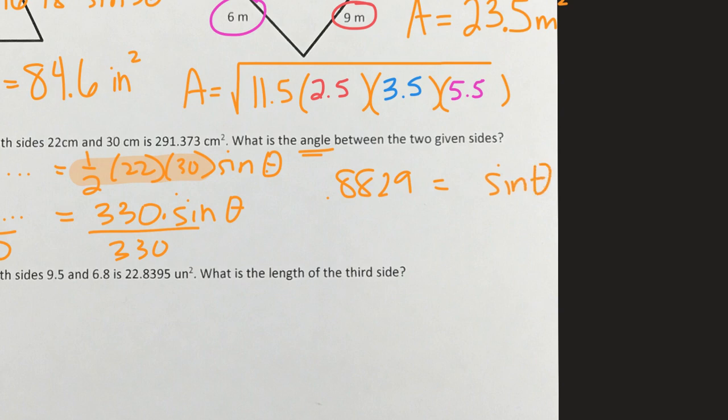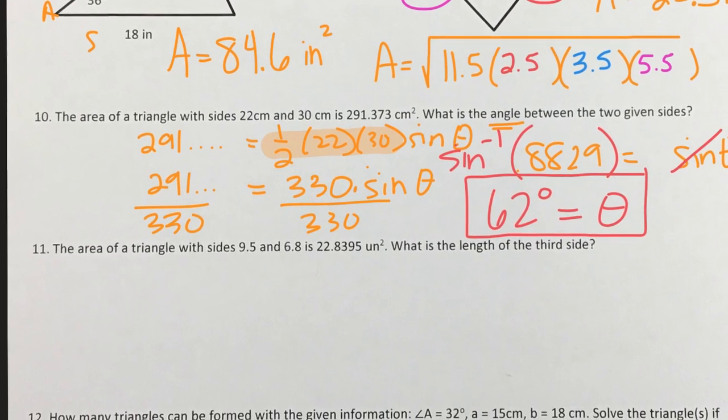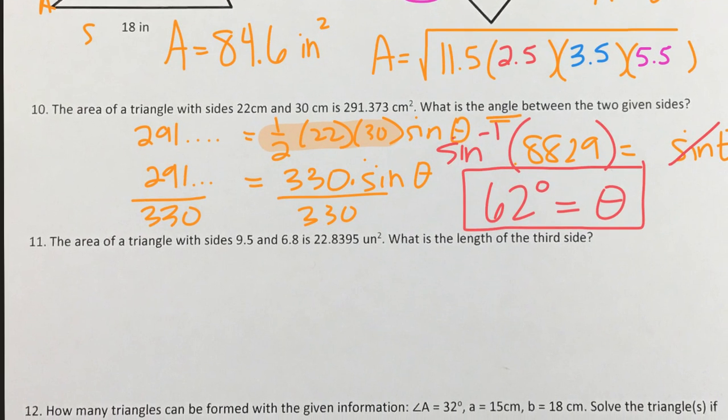So this is a trig equation once again, and if you want to get rid of sine, we have to take the inverse sine. So we inverse sine 0.8829, and I get an angle measure of pretty close to 62 degrees. If I'm going to round to 0 decimals, I get an angle of 62. Okay, so a little bit of algebra going on here. Number 11, the same kind of situation.